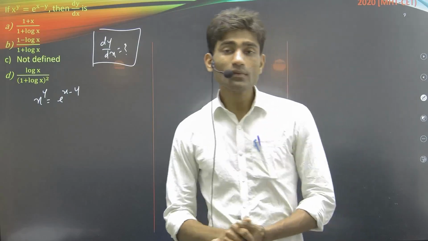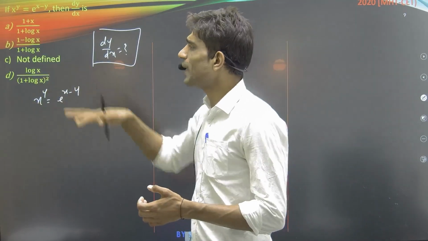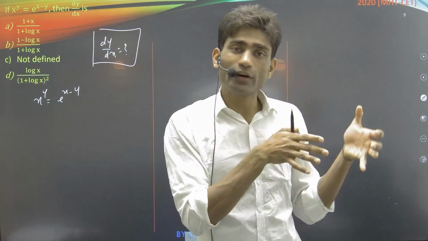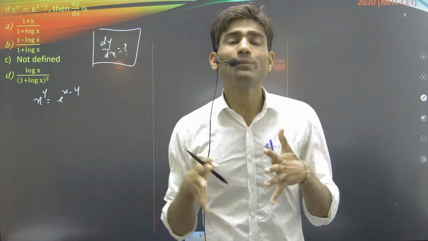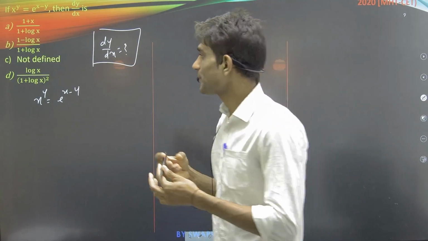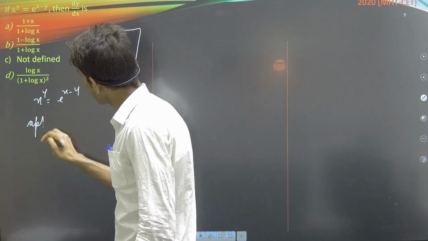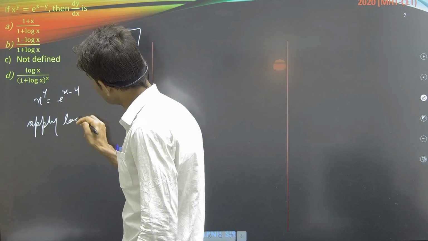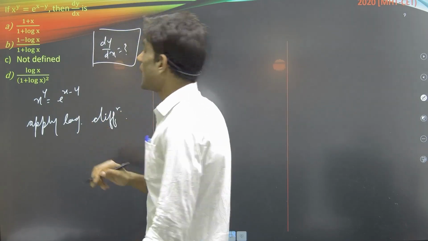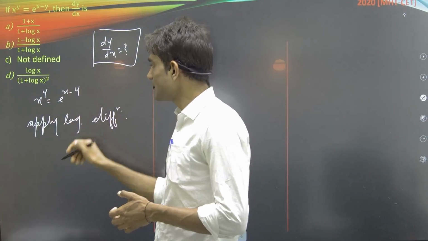For finding the value of dy by dx, we can see here x to the power y which is equal to e to the power x minus y. That means function to the power function is given. And when we have function to the power function, we always apply logarithmic differentiation. That means apply log to the left side as well as the right side.